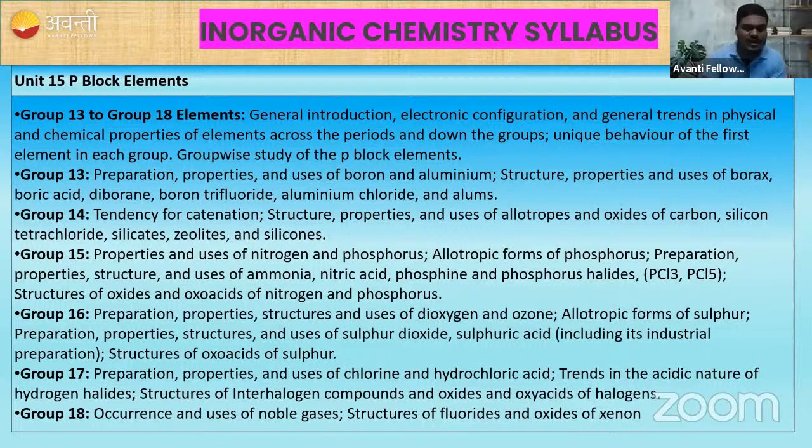Similarly, in group 15, we are going to study the nitrogen family, how HNO3 is produced, how NO2 is formed, how acid rain is made. So we're going to study all these things, right? In group 16. So group 16 is the oxygen family.